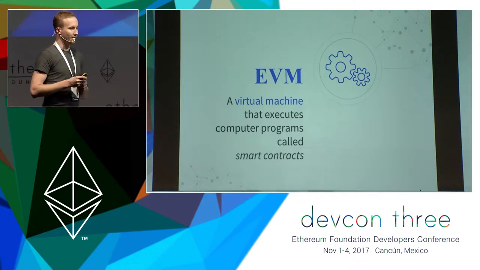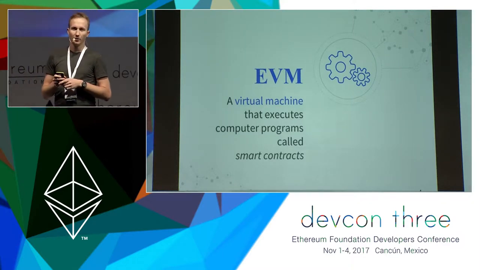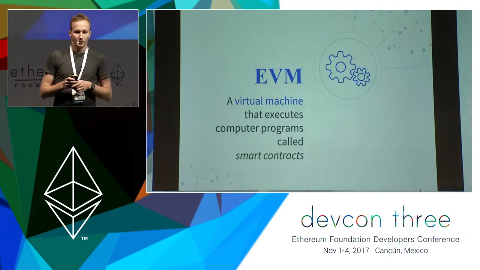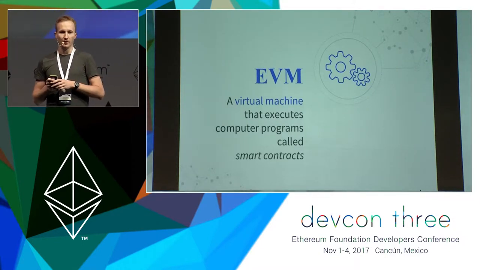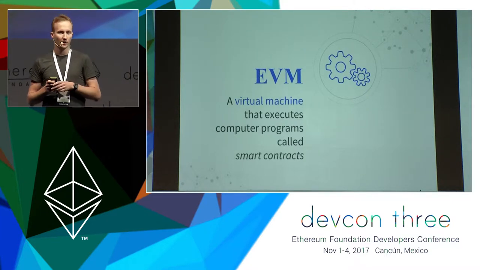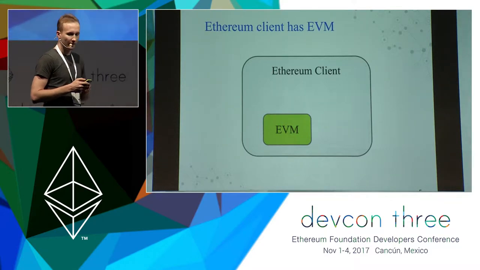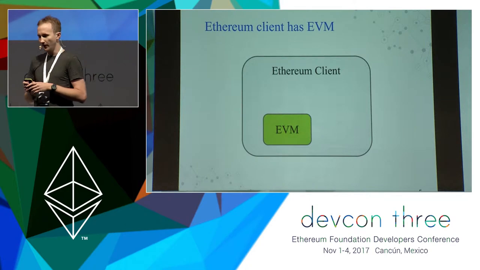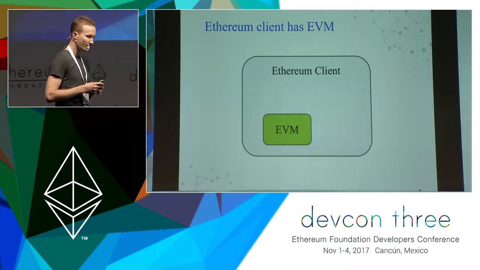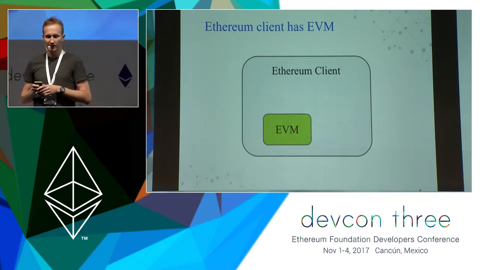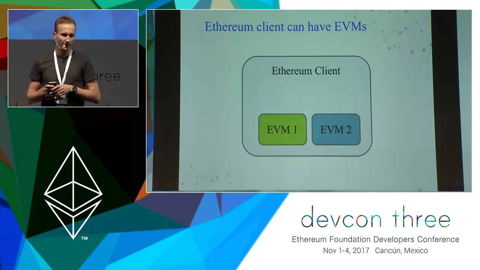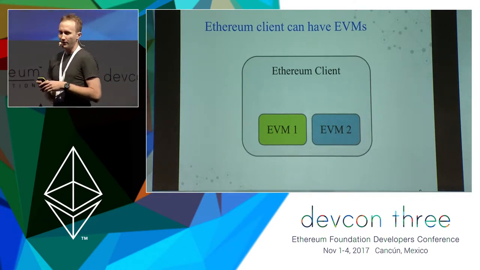So EVM, the Ethereum Virtual Machine, is one of the most important components of Ethereum software and the Ethereum ecosystem. In short words, it's a virtual machine that can execute small programs or small scripts called smart contracts. And where is it? Every Ethereum client, at least full nodes, has an EVM somewhere inside. Usually there is one implementation, but we have some examples where clients can have more of them. CPP Ethereum is one of the examples here.